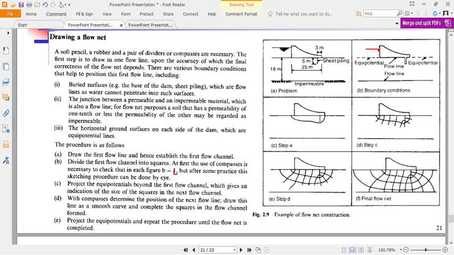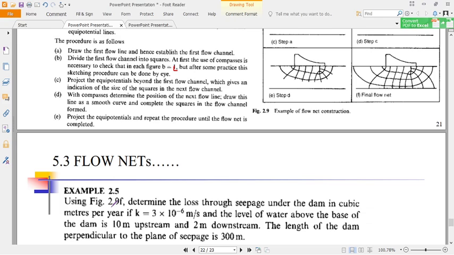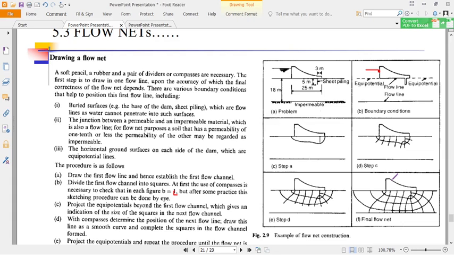So now let us look at an example. I have finished the flow net concepts, so now an example. From figure 2.9F, this figure here, determine the loss through seepage under the dam. Remember there is a dam here. This dam is made to retain water, but the water will be moving under it to go downstream. Is that okay? There will be loss. Remember, you are retaining water for agriculture, but there may be loss through seepage. Now, how much water is lost through seepage?